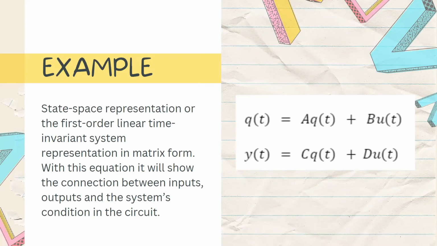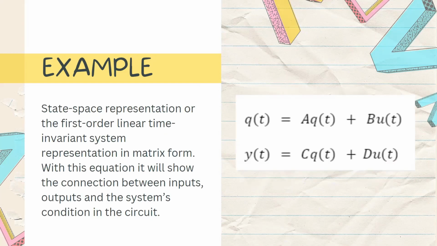So lastly, this is the application in electrical engineering. In electrical engineering, you will face a state space representation, or the first order linear time invariant system representation in matrix form. This equation shows the connection between input, output, and the system's condition in the circuit. This is the general formula for the state space representation: q dot of t equals A q(t) plus B u(t), and also y(t) equals C q(t) plus D u(t).